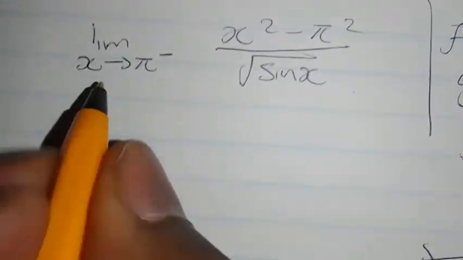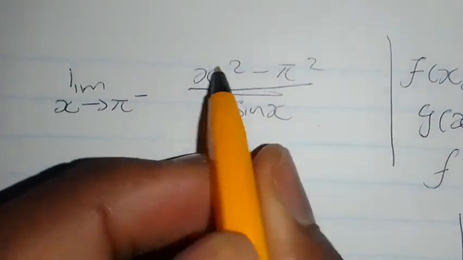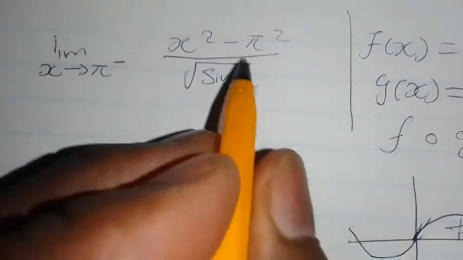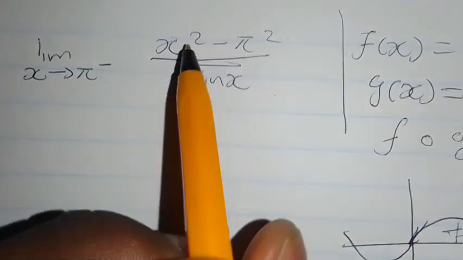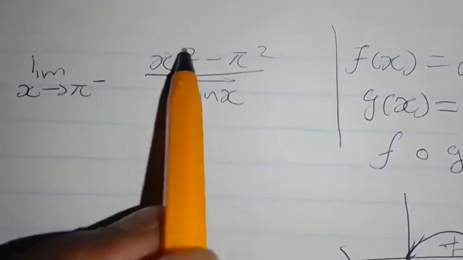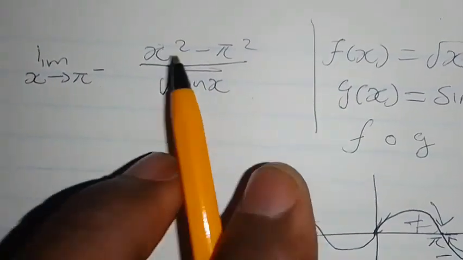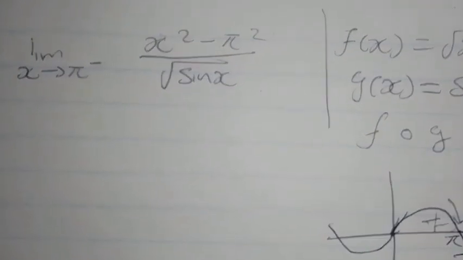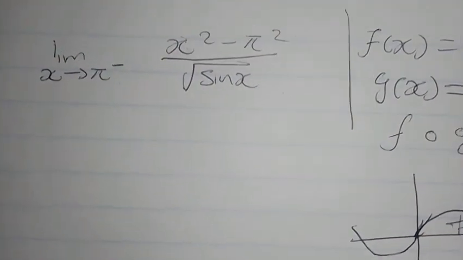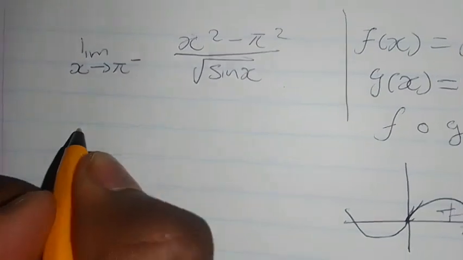Now applying L'Hopital's rule, notice that when we approach pi of x squared minus pi x, that means that we'll have 0, because we're basically going to substitute pi here. So you'll have pi squared minus pi squared. And sine pi is basically 0. So you have a 0 over 0. That's just the condition that you have to apply L'Hopital's rule on. So let's do that now.